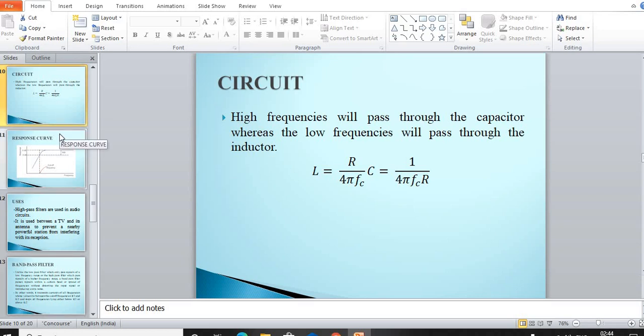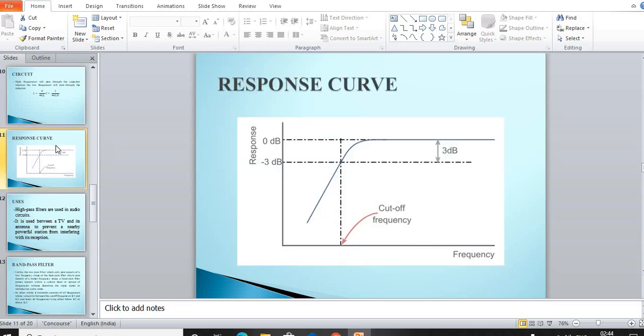High frequencies will pass through the capacitors, whereas the low frequency will pass through the inductance. The formula for L is equal to R by 4 pi Fc and C equal to 1 by 4 pi Fc R. This diagram shows the response curve of a high pass filter.